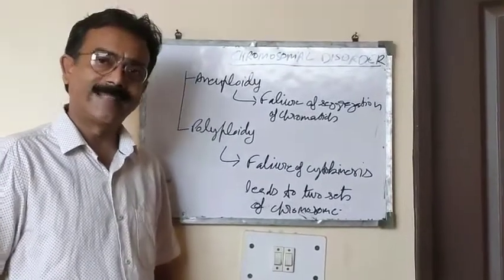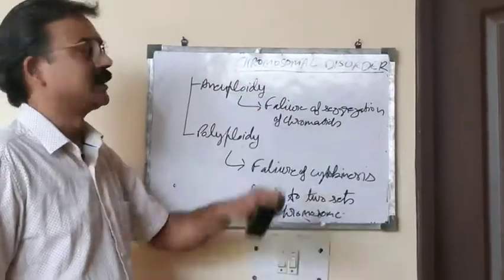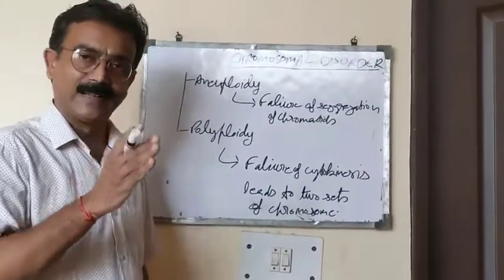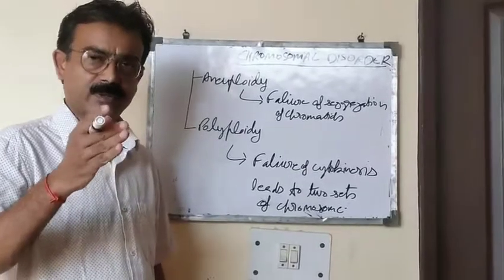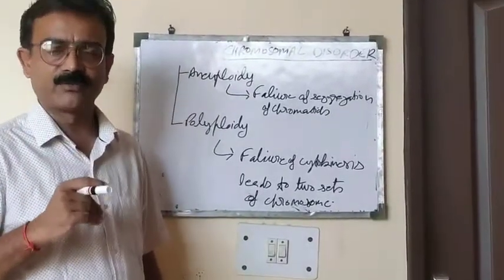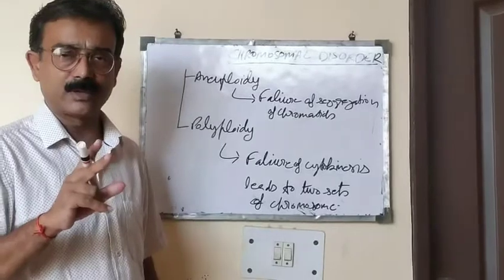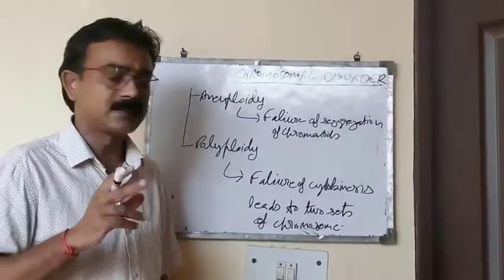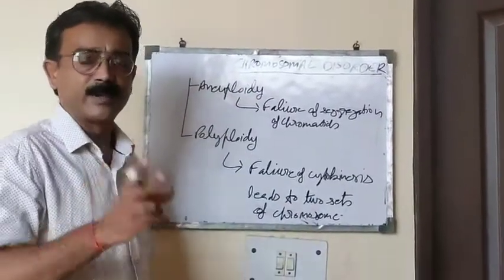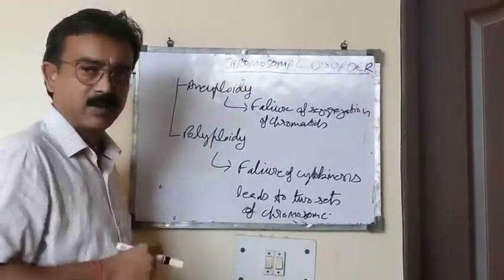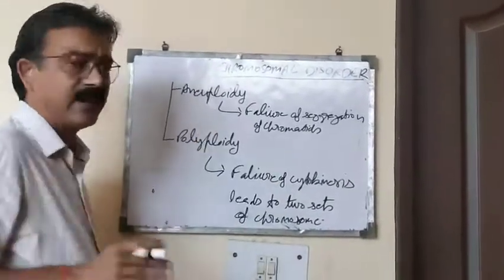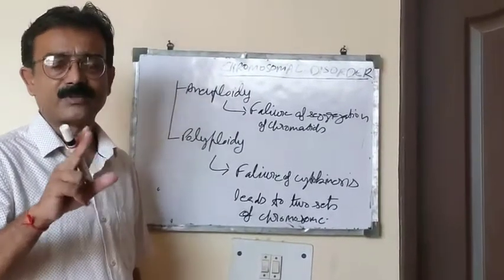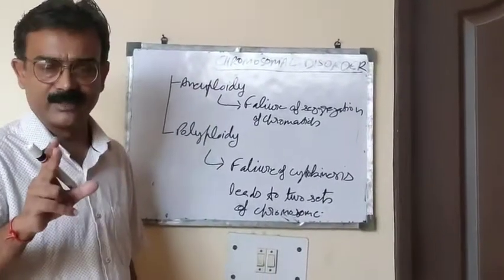Then students, the next type of disorder is chromosomal disorder. Earlier I told you that disorders are of two types: Mendelian disorder, which is because of irregular distribution of genes, and chromosomal disorder, which is because of abnormal distribution of chromosomes. And this chromosomal disorder is because of aneuploidy or polyploidy. Aneuploidy is what? Failure of segregation of chromatids during cell division.